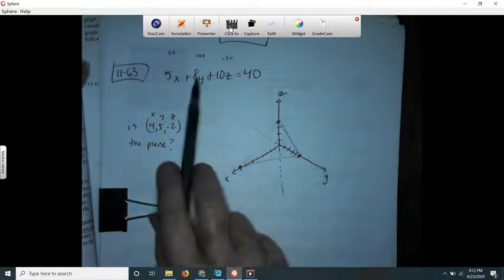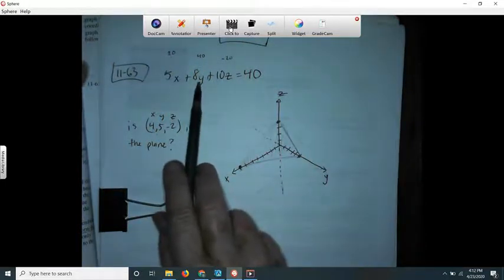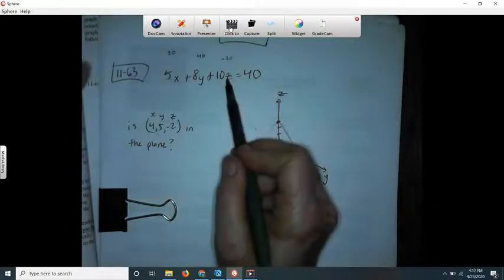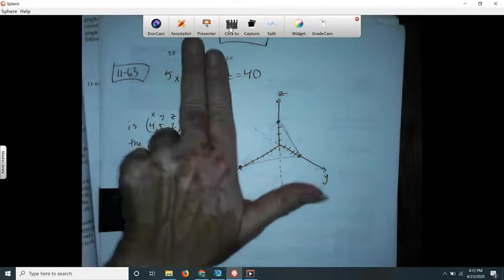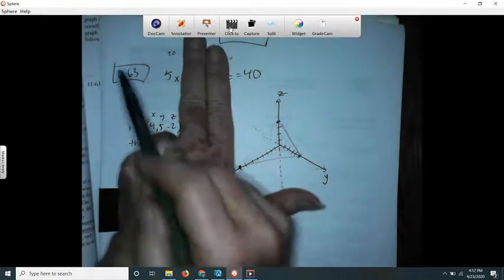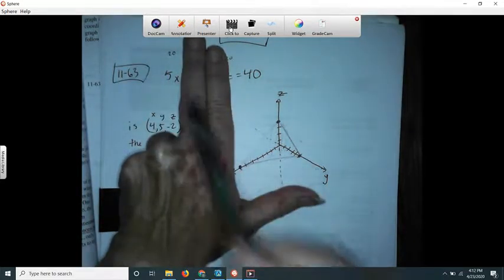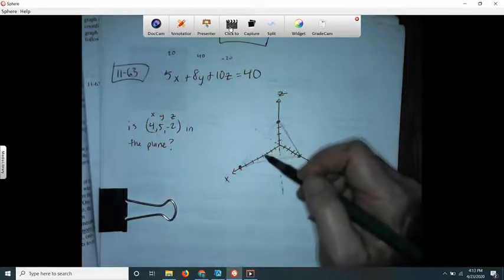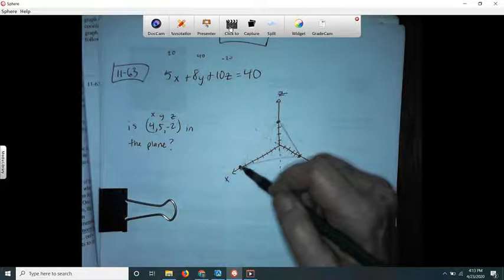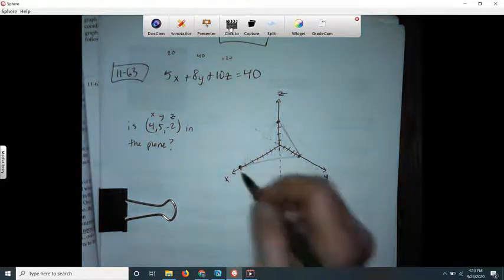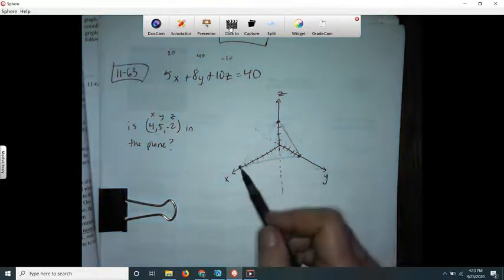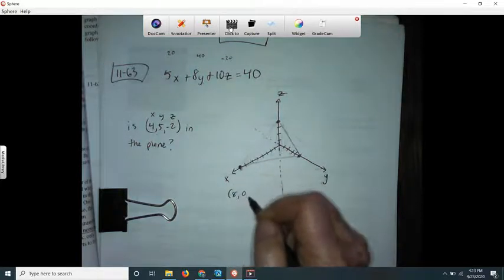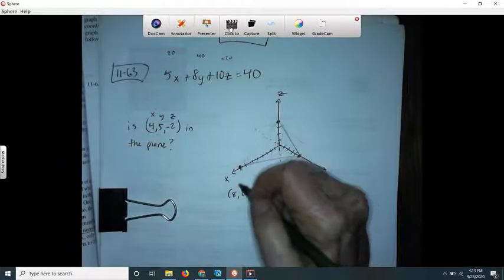So if I plug in zeros for y and z, I can just cover them up because they'll just go away. And I have 5 times something equals 40. Well, 5 times 8 equals 40. So I went out to 8. Since this is on the x-axis, I can say this is (8, 0, 0). This is the x-intercept.